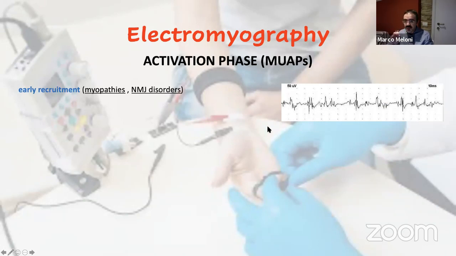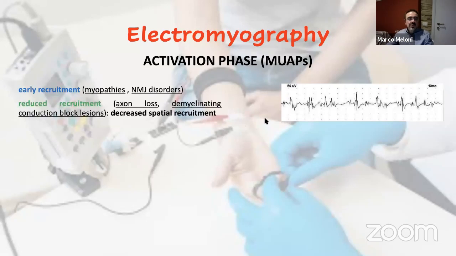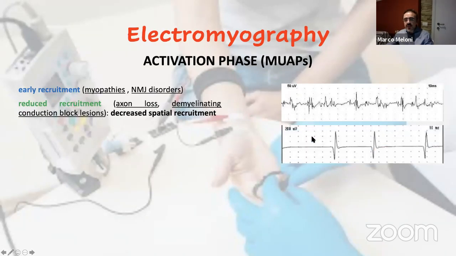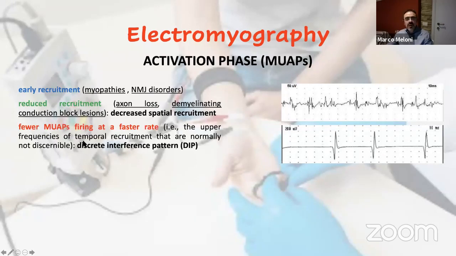So it's not orderly. We can also have a reduced recruitment. In this case, it could be caused by axon loss or demyelinating conduction block. And this is what happens: we ask the patient to contract, we don't have this interferential pattern, but we have this, so reduced recruitment. And in fact, we get fewer motor unit action potentials that fire at a faster rate. In this case, we get a discrete interference pattern.